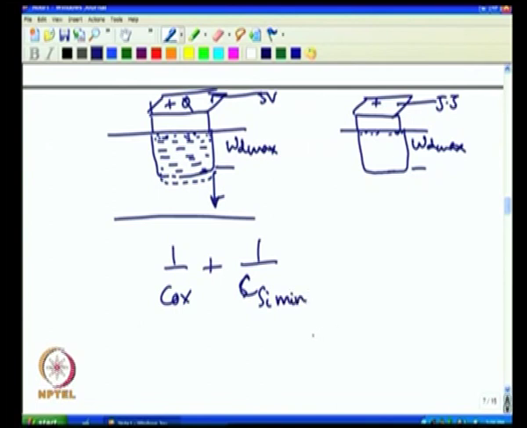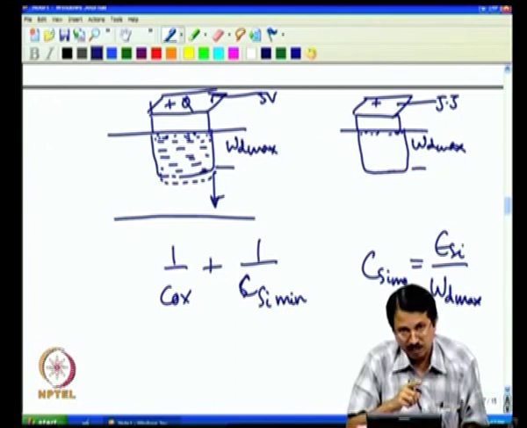When do you reach C silicon minimum? When depletion width reaches maximum. In other words, C silicon minimum is epsilon silicon divided by WD maximum. So, whenever I am in a steady state inversion, I always reach a maximum depletion width, correct, and hence the maximum depletion width, remember, is dependent on doping concentration, right.